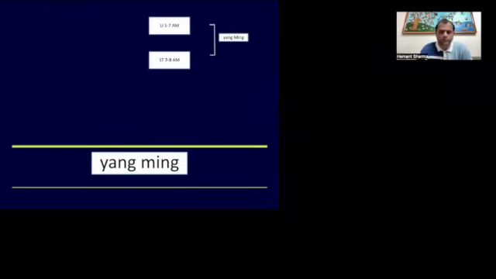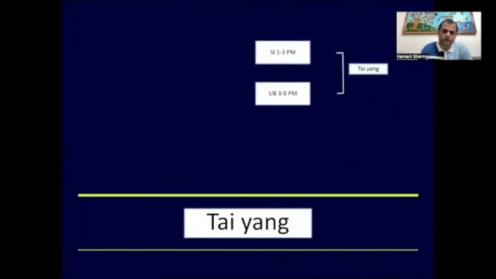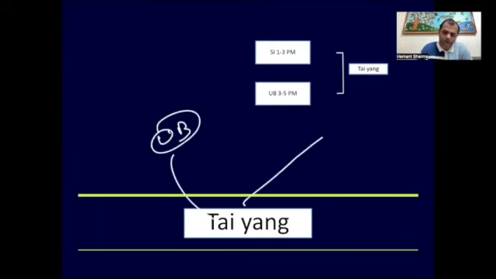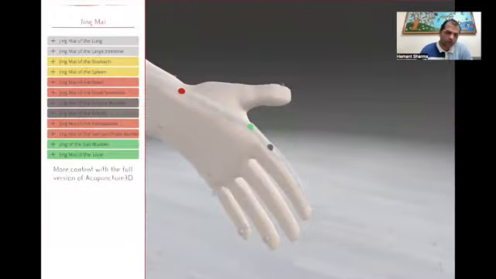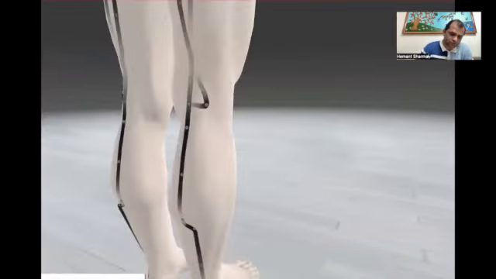In the same way, someone is suffering with a problem in Taiyang. Taiyang means small intestine and urinary bladder. The problem in the urinary bladder will be treated in the small intestine, and we know here, look at the urinary bladder. The urinary bladder is a very big channel. This is the urinary bladder.